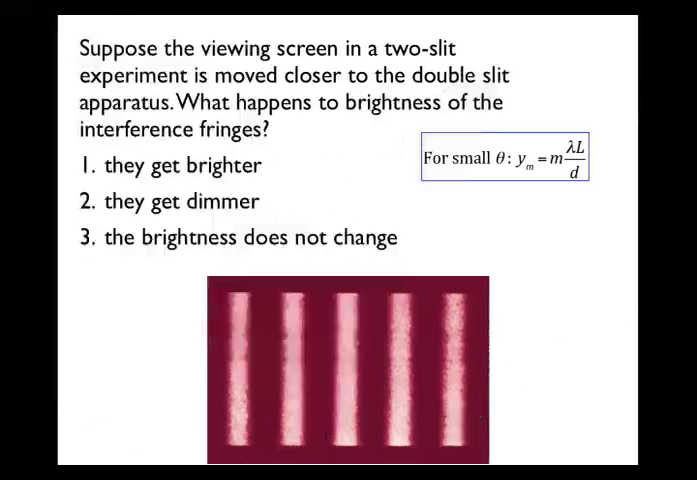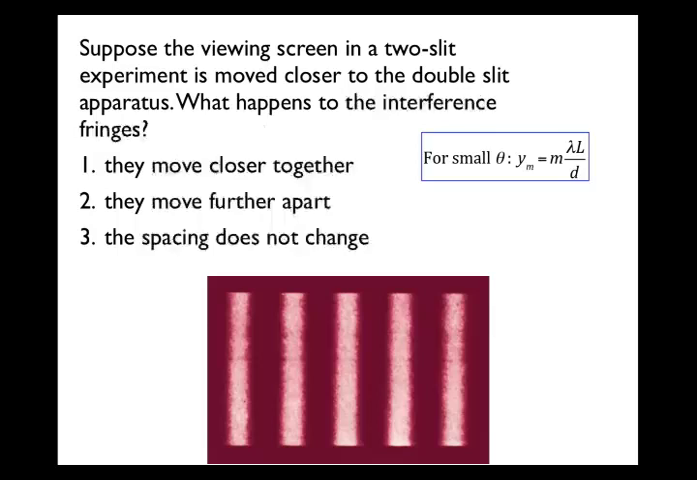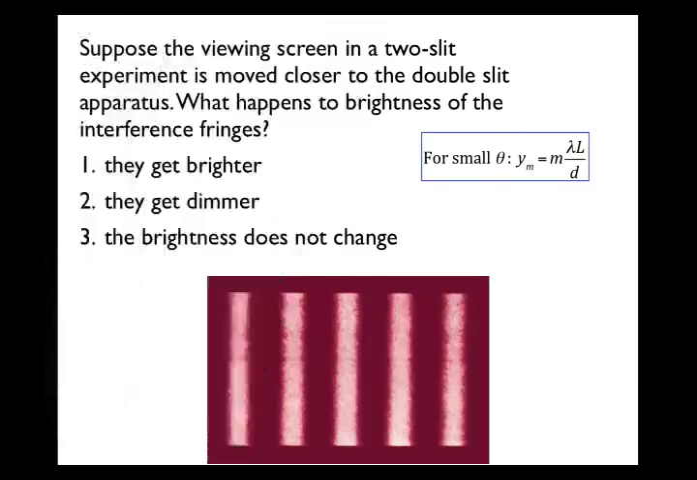What would happen to the brightness of the interference fringes if the viewing screen in a two-slit experiment is moved closer to the double slit apparatus? Is this question even different than the previous one? Sorry, I didn't catch the difference here. What happens to the brightness of the interference fringes if they're moved closer? Do they get brighter? Do they get dimmer? Or does the brightness not change?